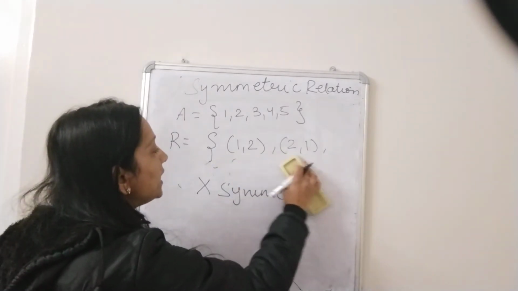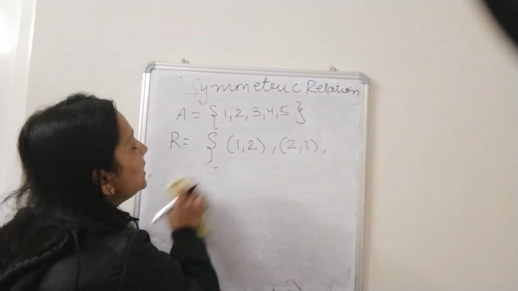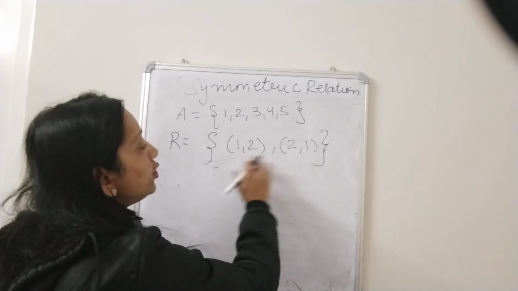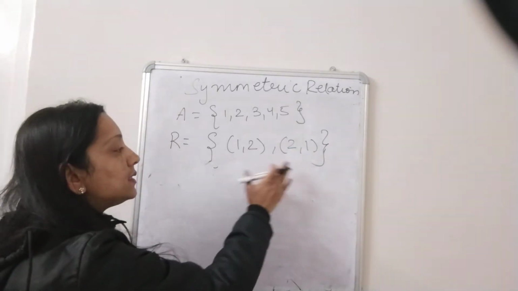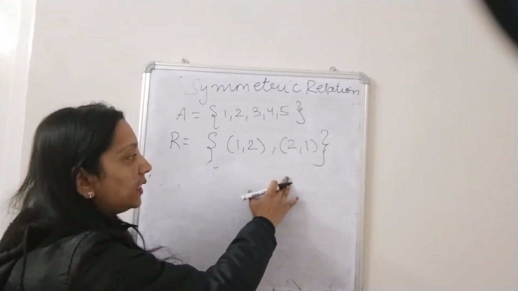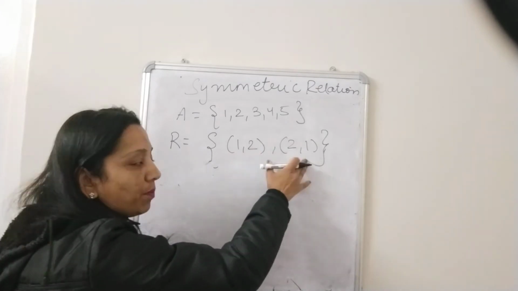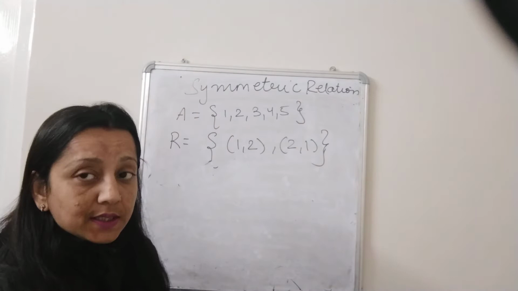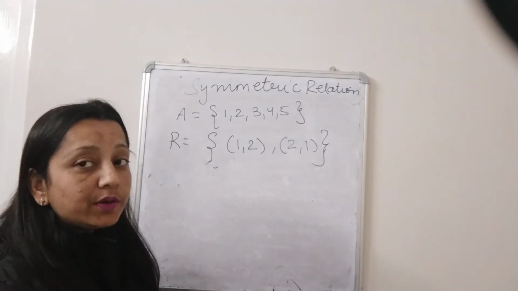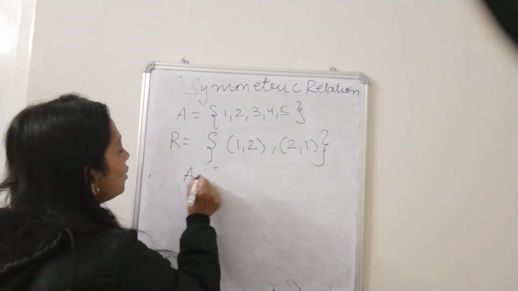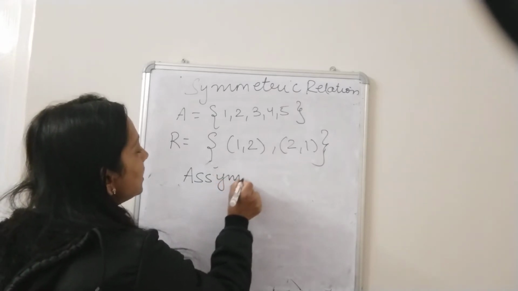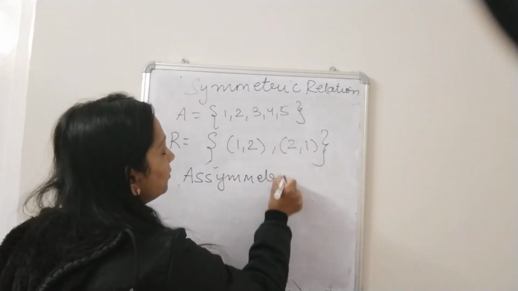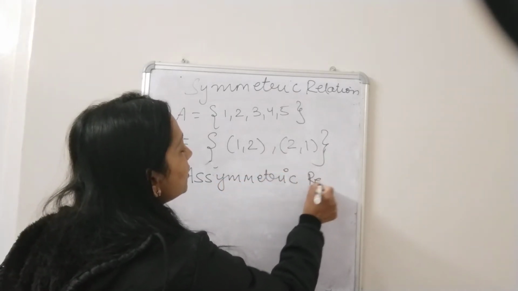But if I erase this (4, 1), then I can clearly see that for (1, 2), (2, 1) exists, and thus this complies for all the ordered pairs that I have, because for each ordered pair its opposite exists. So I can call it a symmetric relation. Now the opposite of that is an asymmetric relation.